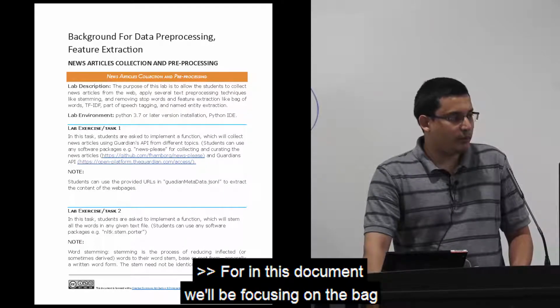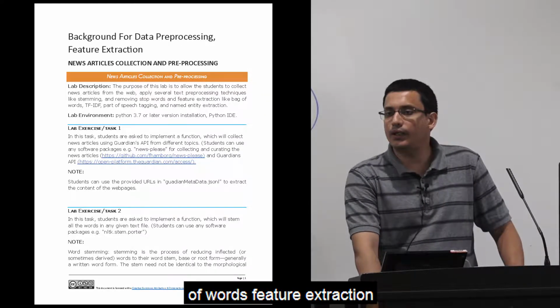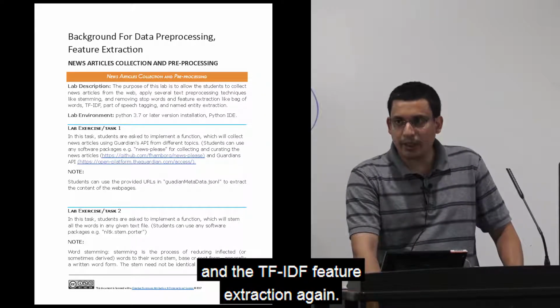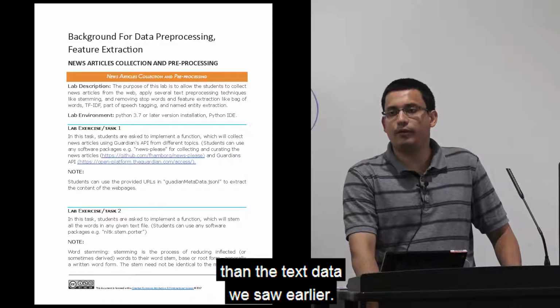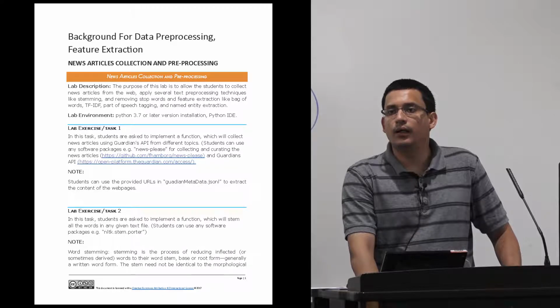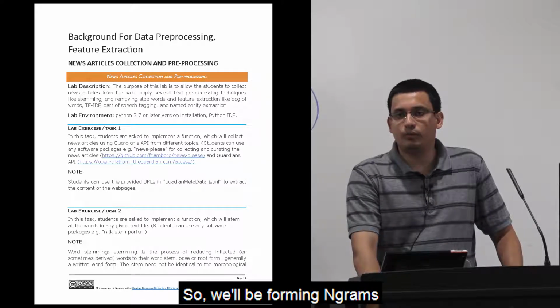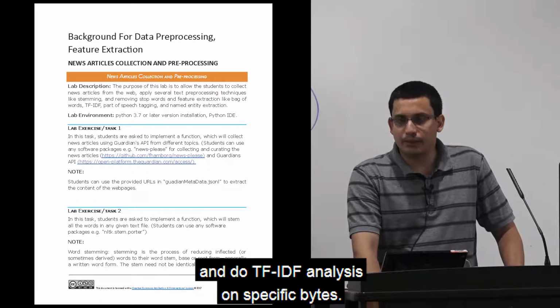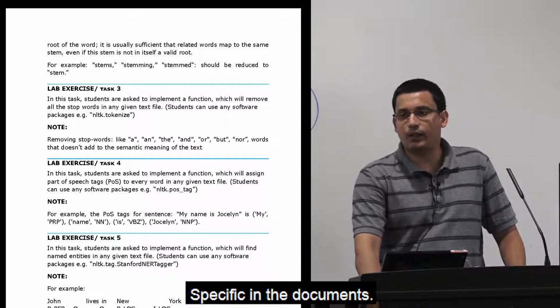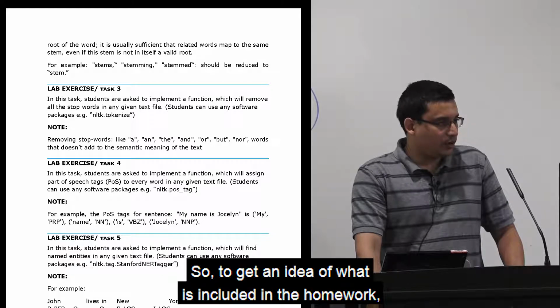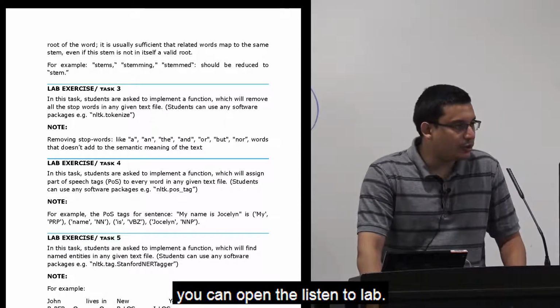So, in this document we will be focusing on the bag of words feature extraction and TF-IDF feature extraction again, but this time it will be on a malware dataset, which is a little bit different from the text data we saw earlier. This is the byte values. So, we will be forming n-grams and doing TF-IDF analysis on specific bytes specified in the documents. To get an idea of what is included in the homework, you can open the lesson 2 lab.